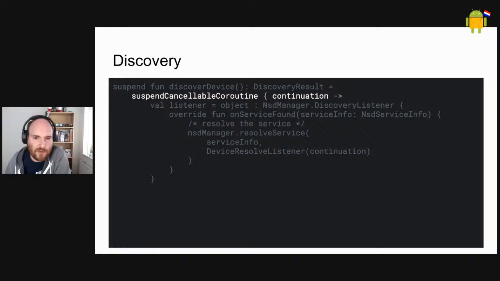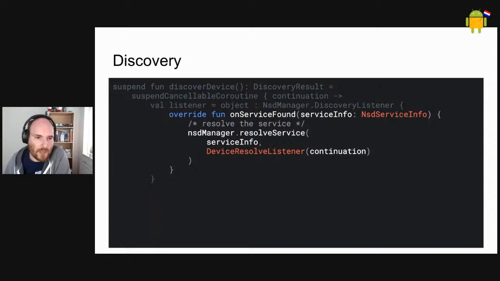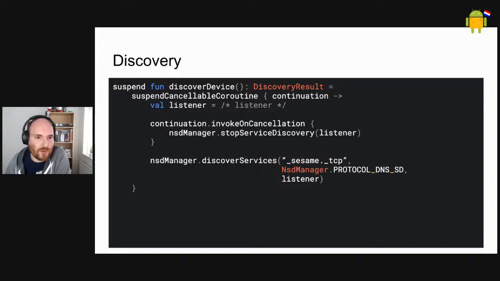And then you set up your listener. In the listener, once we have a service found, we start resolving it, and we pass on the continuation to the next listener because this whole suspend function isn't finished until we have the service resolved, right? And then the important part here is also that this continuation might be canceled, because if you cancel the coroutine, then this whole function is canceled. So you need to clean up any ongoing discoveries. So that's what you do with the invokeOnCancellation block here.